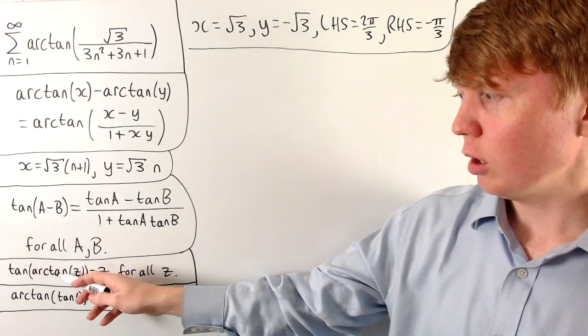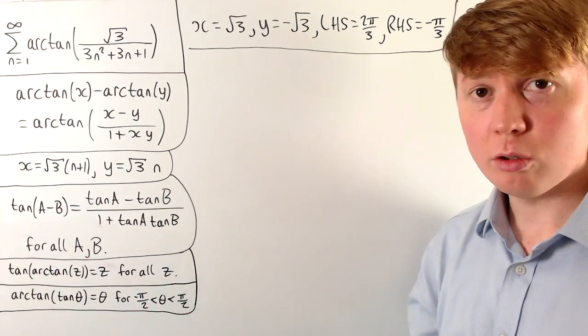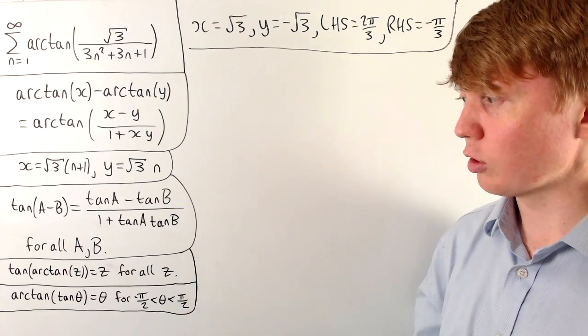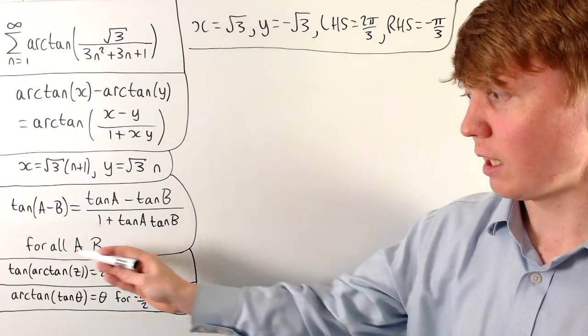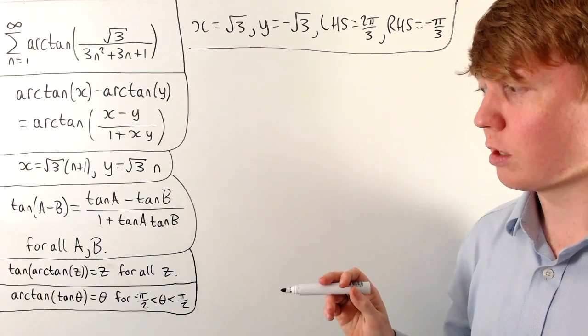So we have tan of arctan of z. And this will actually always give us z, because the arctan function has a well-defined inverse. So we take tan of arctan of z, this will always give us z.